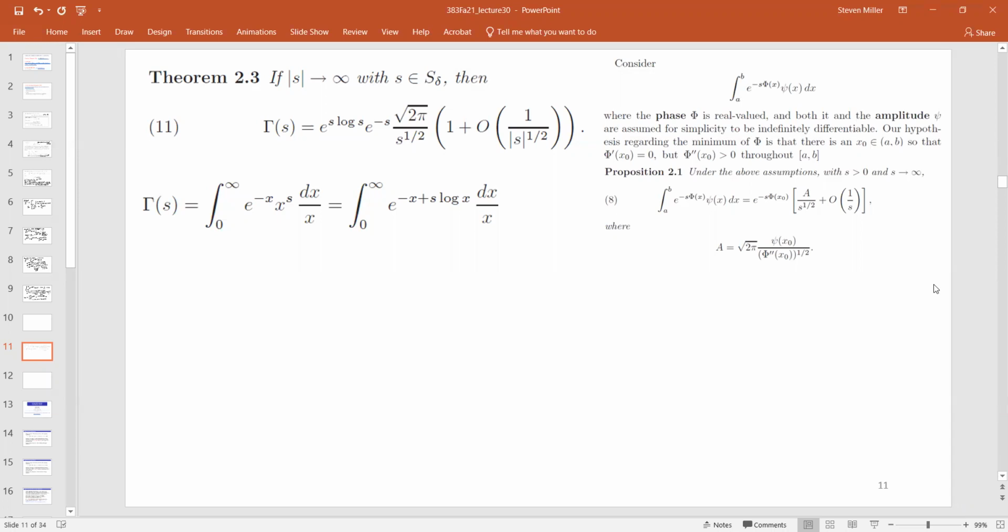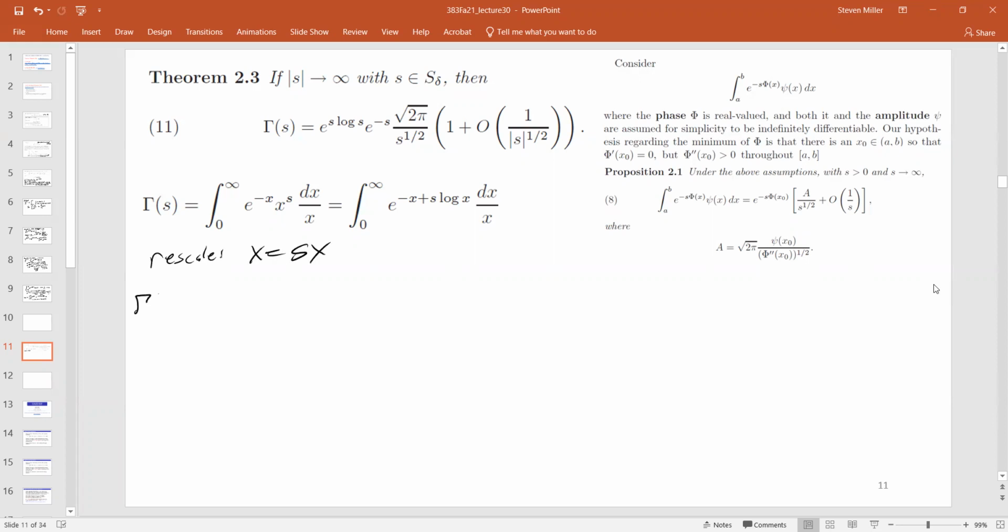Is this looking like what we had before, e to the negative s phi of x? Does this look like e to the negative s phi of x? Yes or no? No. My argument of the exponential is not s times phi of x. I have negative x plus s log x. The log x is looking good. The negative x is not looking so good. Any thoughts on what I could do? Rescale? Rescale, how do I rescale? Take x to be s times x. Yeah, let x equal s times x.